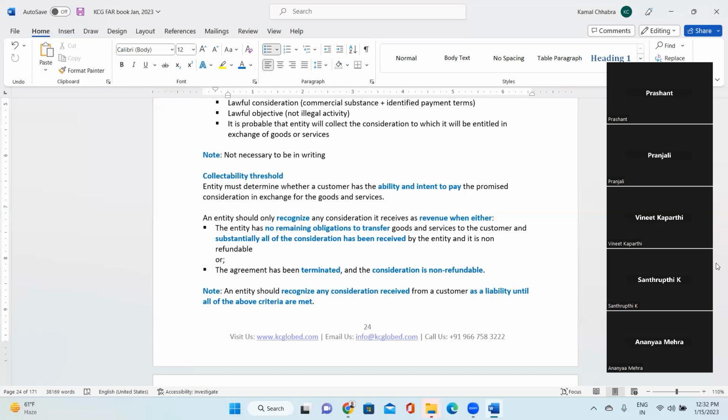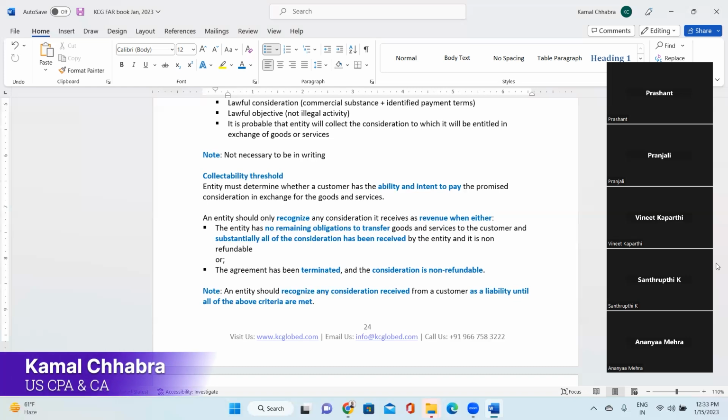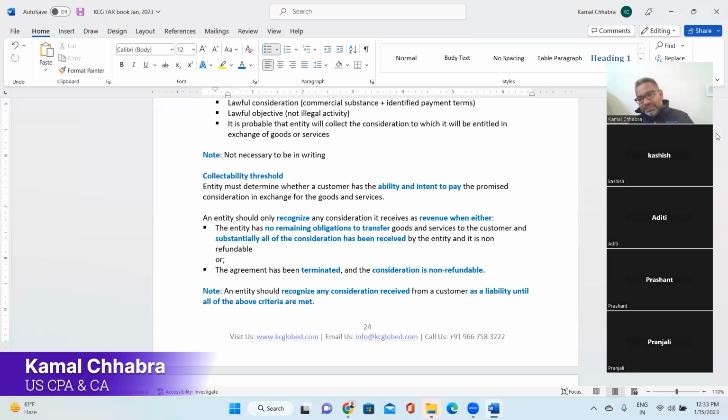If the person has no ability to pay and no intention to pay, then you won't be able to recognize it. So collectability is the most important thing in any contract to consider for revenue recognition. So how do you measure collectability? The ability of the customer to pay and the intent to pay. In the US, when they enter into any contract, they look at your credit score first. They look at your social security number first.